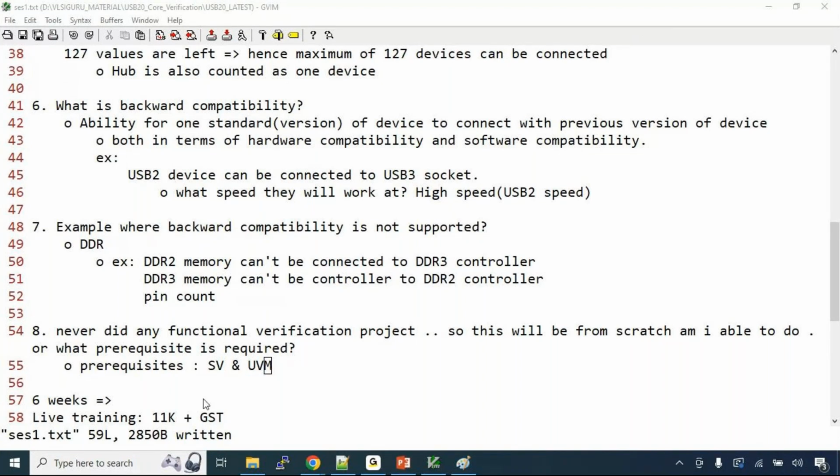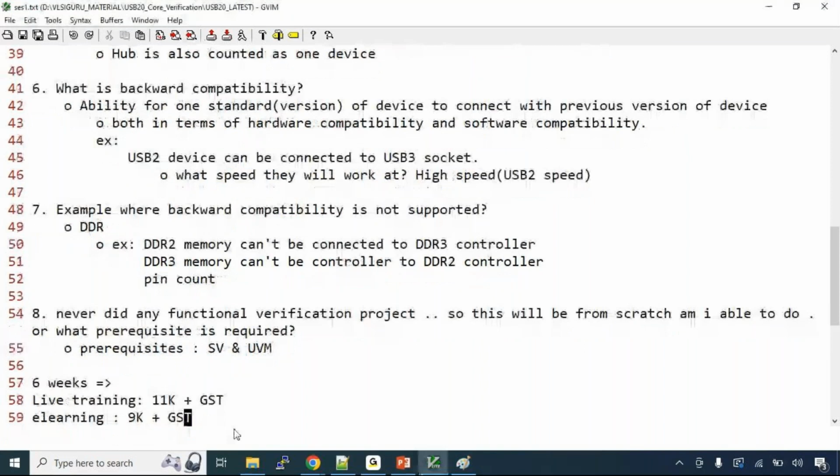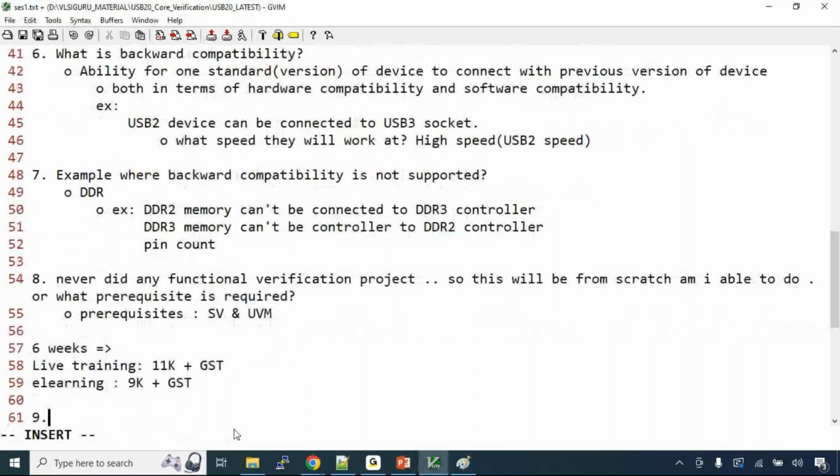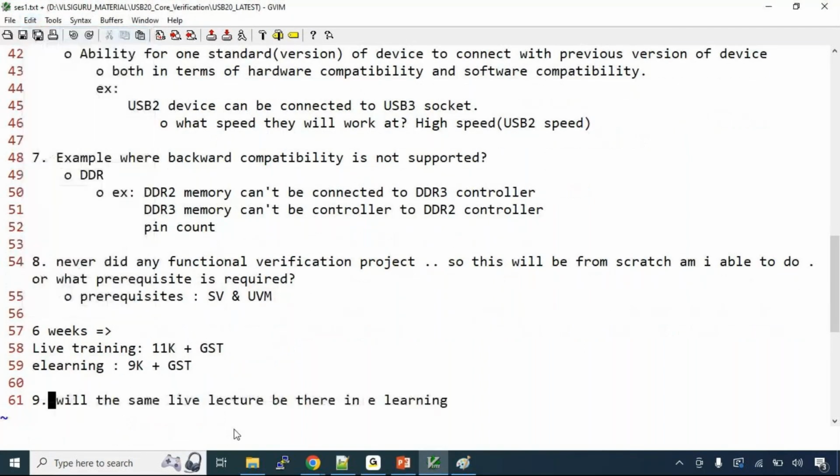Sir, I don't have any knowledge of SV and UVM. Will this course be suitable for me? See, one initial part you can learn. If you only want, you can enroll for the USB protocol only, and the cost will be less automatically. But if you want to learn the functional verification part of it also, then you should be good with SV and UVM. Otherwise, you will find the second part very difficult.